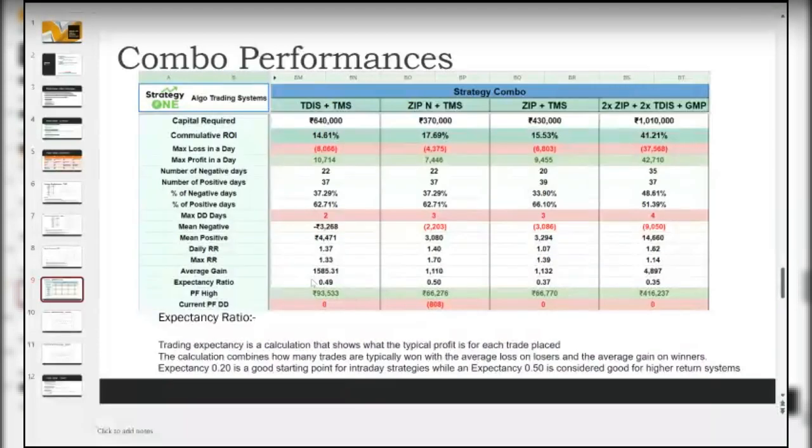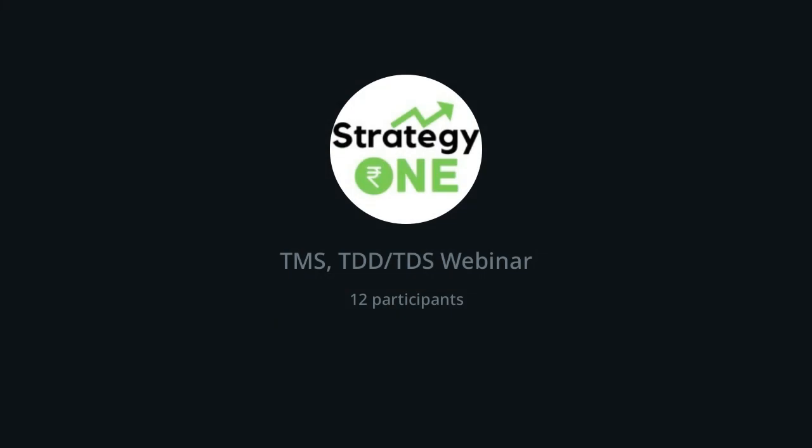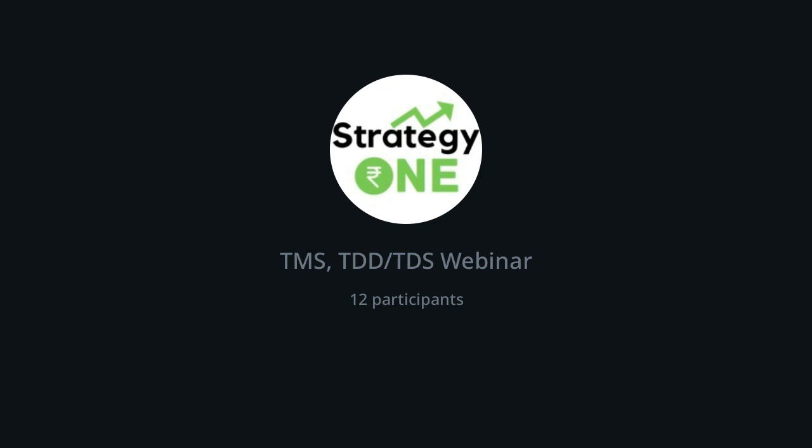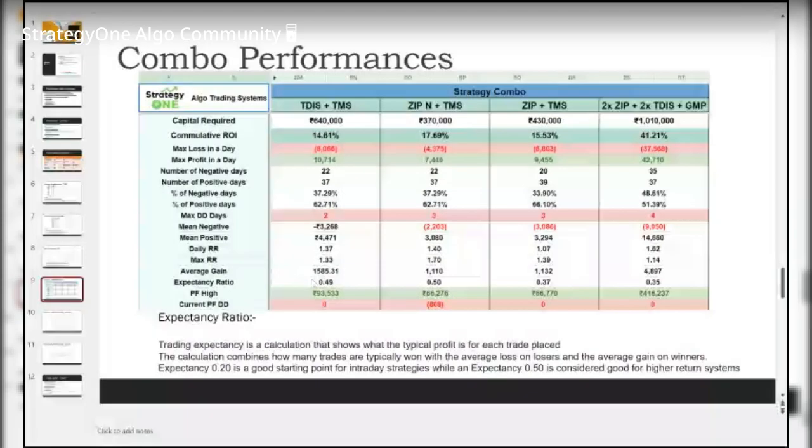Then we have a combo of ZIP plus TMS. ZIP N is the ZIP Nifty portion, and ZIP is the entire ZIP, Bank Nifty and Nifty. Here it's basically a 74-26 kind of ratio of directional to non-directional. In this case, it is giving a good expectancy of 0.37. And generally, the riskier the strategy, the more the expectancy ratio will be affected, because it tends to have some drawdowns as well.